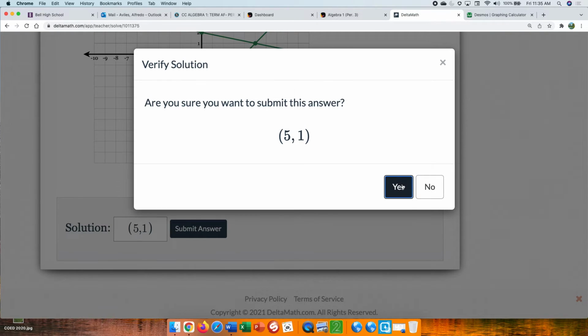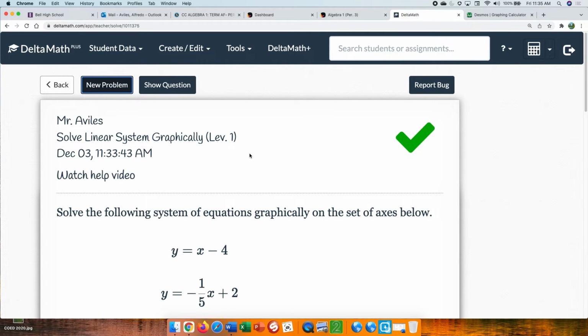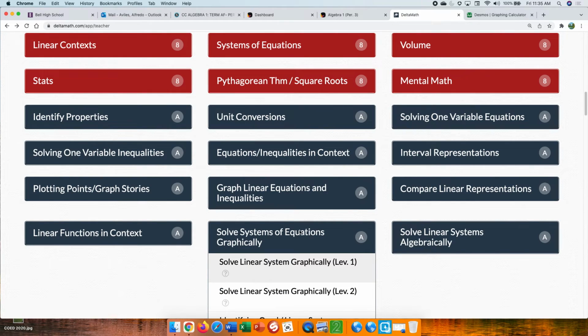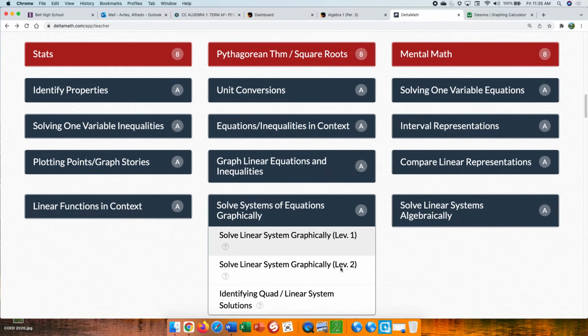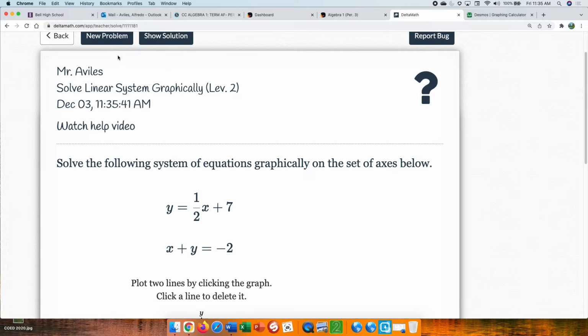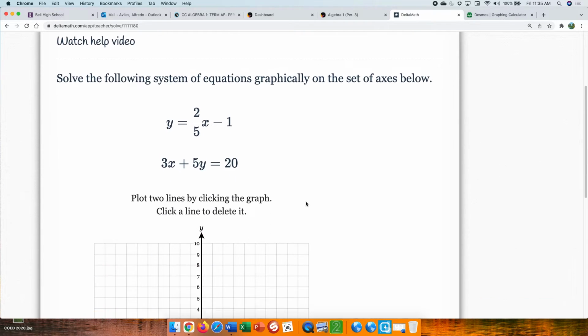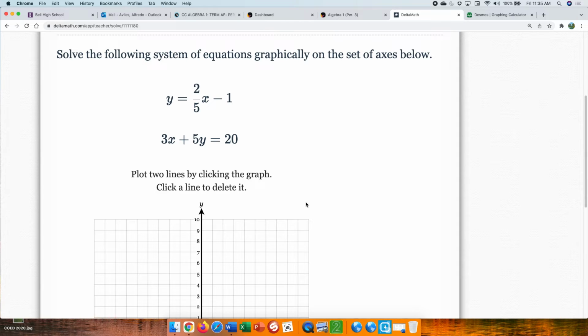Okay, last examples. These are going to be a little bit more challenging. Ready? Let me go back to... That was level 1. See, that's level 1. I'm going to pick level 2. Let me select a different problem here. Okay. Can somebody tell me why these are level 2 problems?